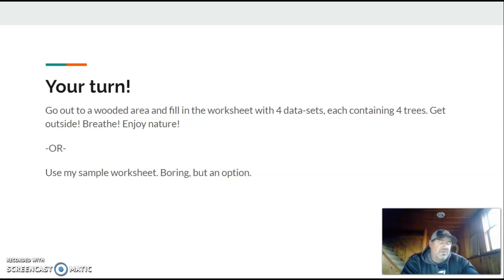If you don't want to do that, if you don't want to go outside, it's too cold, it's too windy, you don't feel like going outside, I do have a sample worksheet that I'll post that you can go ahead and do instead. It's boring, but it's an option. So I just wanted to give you an option.